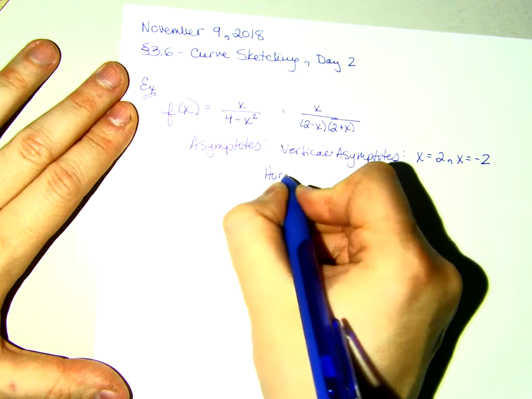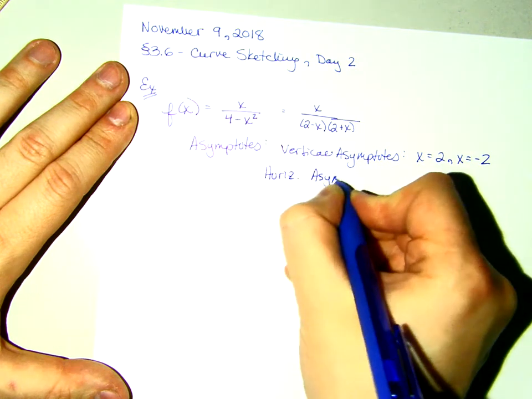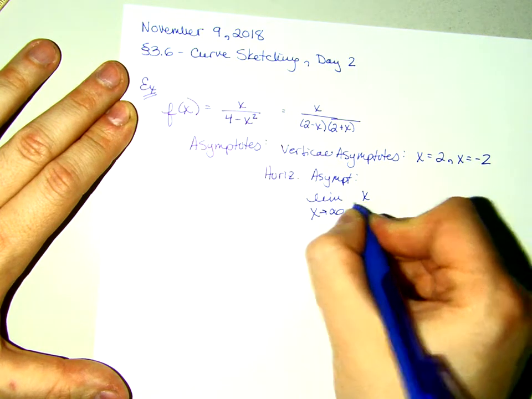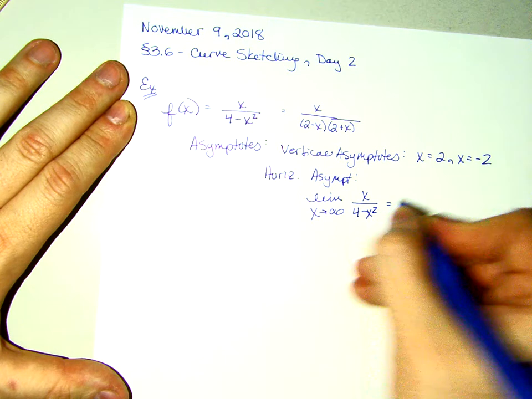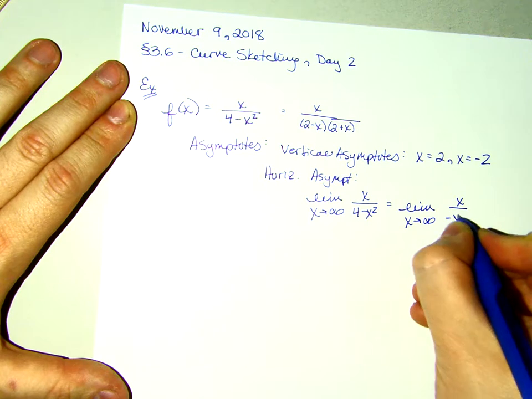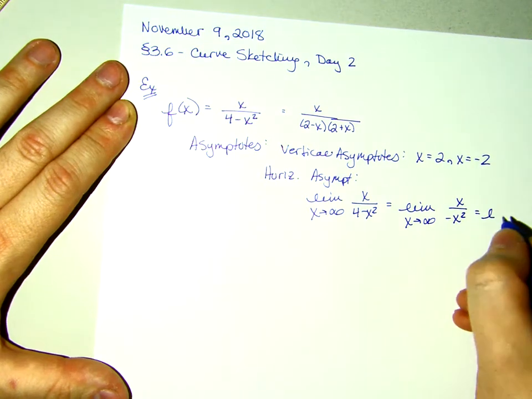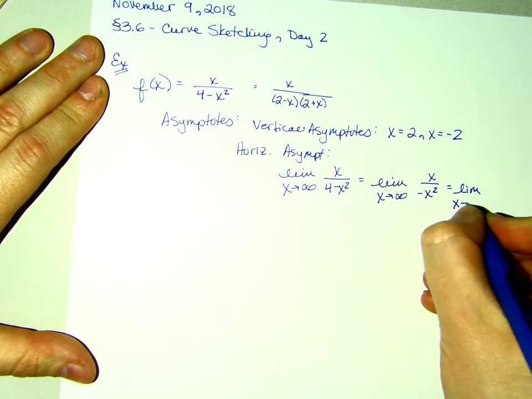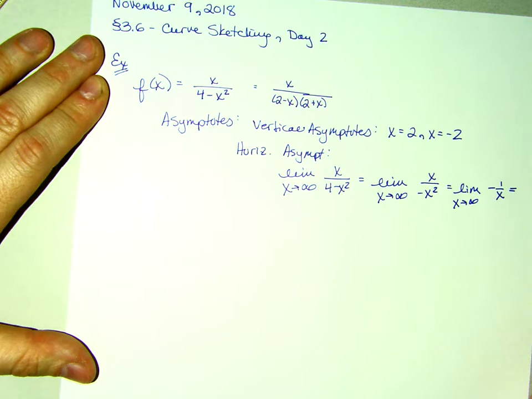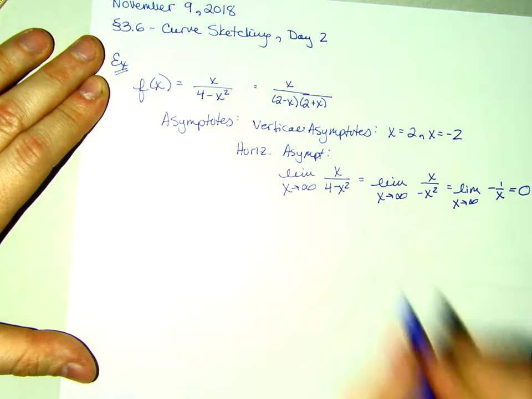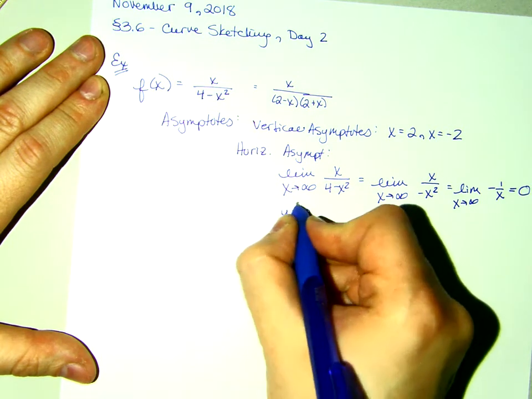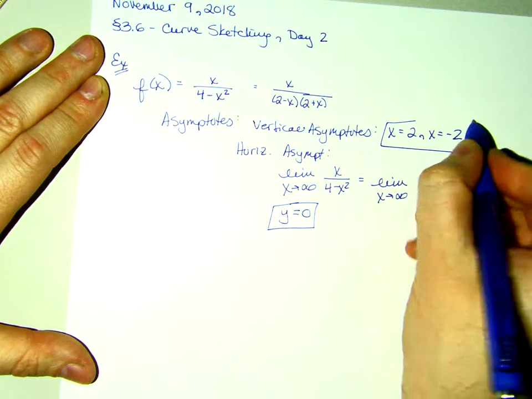So for the horizontal asymptotes, I need to do the limit as x approaches infinity of x over 4 minus x squared, which is like saying the limit as x approaches infinity of x over negative x squared. I can simplify that down to the limit as x approaches infinity of negative 1 over x, which is what? 0. Will this be any different if I was approaching negative infinity? Then I'm not going to bother. I have one horizontal asymptote, which is the same on both sides, and it's y equals 0.